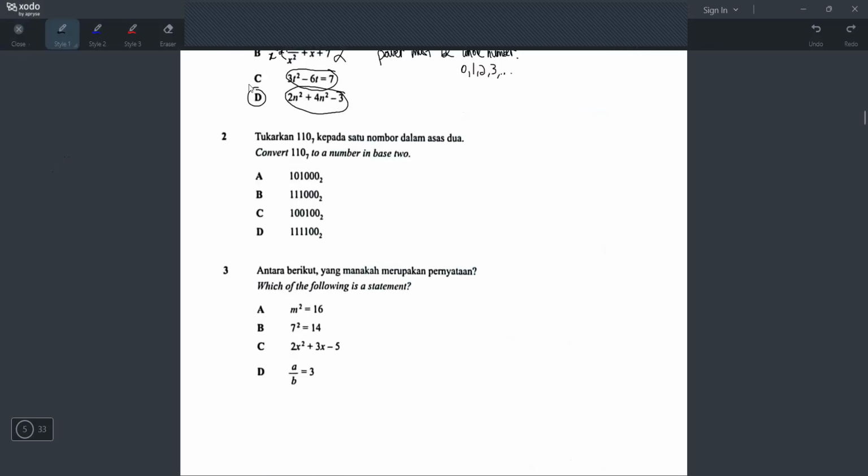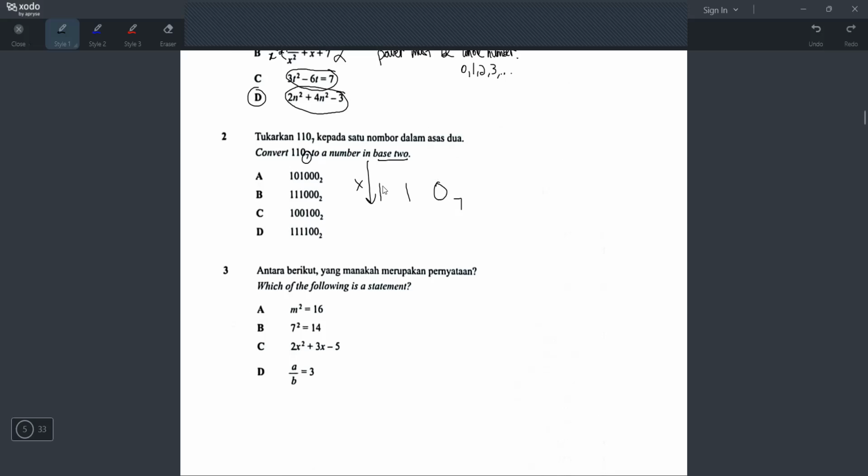Number 2, convert 110 base 7 to a number in base 2. In order to convert a base 7 number to a base 2 number, you have to change to base 10 first. Okay, there is no shortcut. Unless you change from base 8 to base 2, then there is a shortcut. But if you want to convert from 7 to 2, you have to convert to base 10 first. So how do we convert a small base to base 10? We will use the times method. Remember, when you're changing a smaller base to base 10, you will multiply. But when you're changing from base 10 to a smaller base, then only you divide.